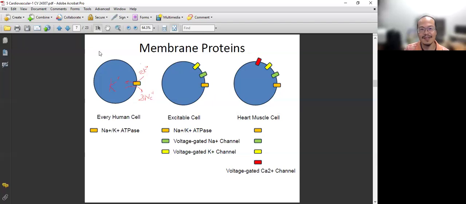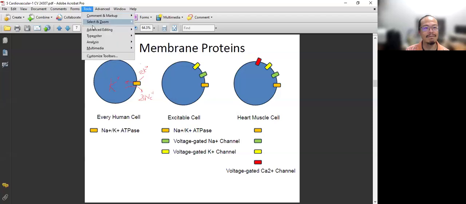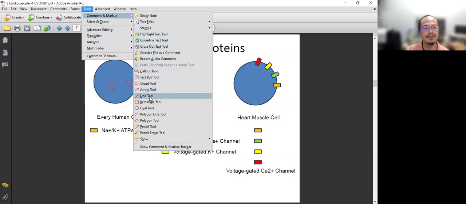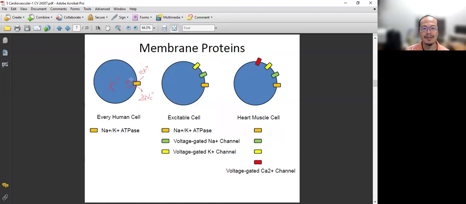With this one, you will cause a high intracellular amount of potassium, and you will also cause the membrane potential to be negative, right? So inside will be negative. So that is, every cell has it.